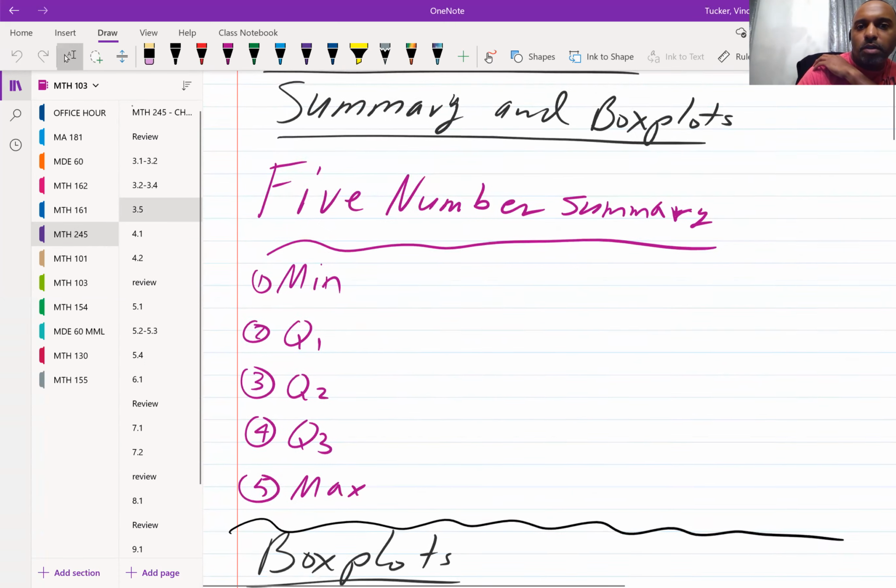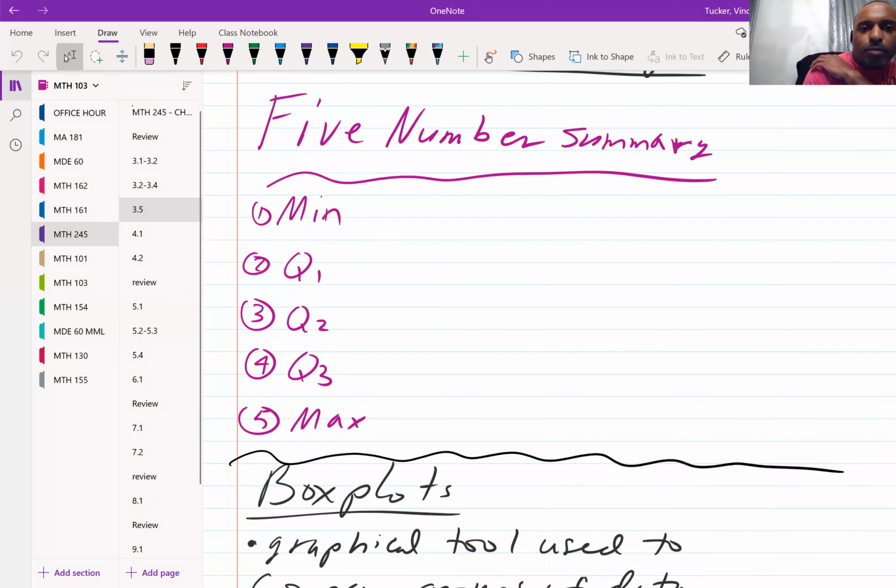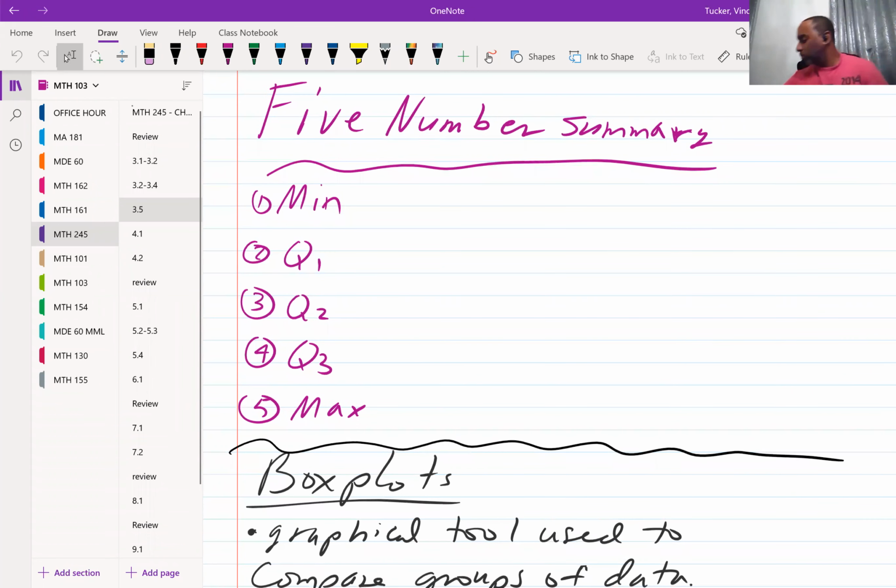All right, so your 5-number summary is going to be your minimum value, Q1, Q2, Q3, and then that maximum value. So you just use a modified box plot.